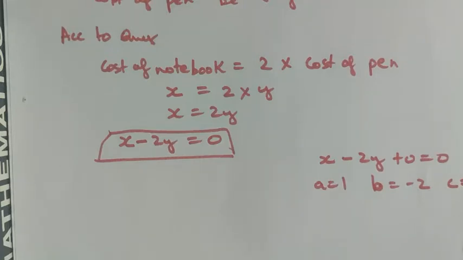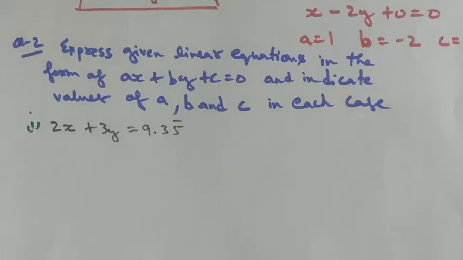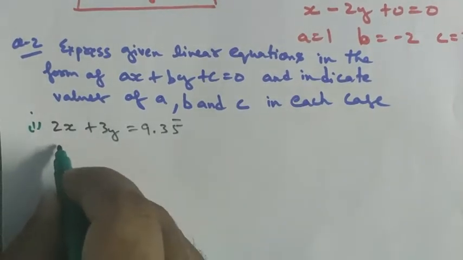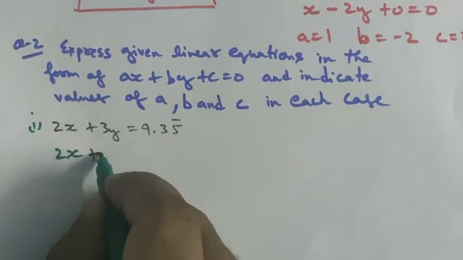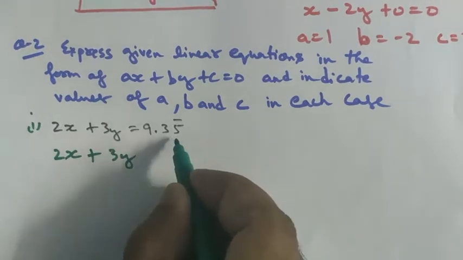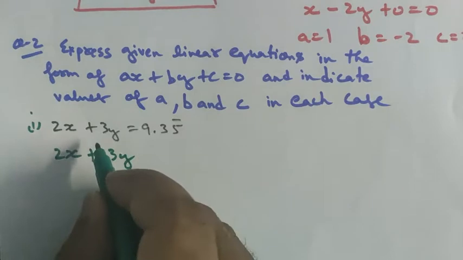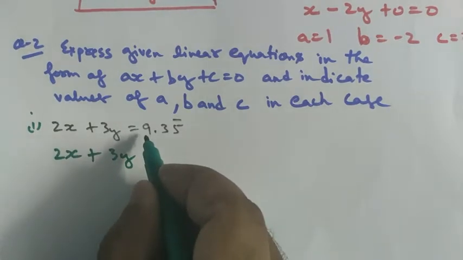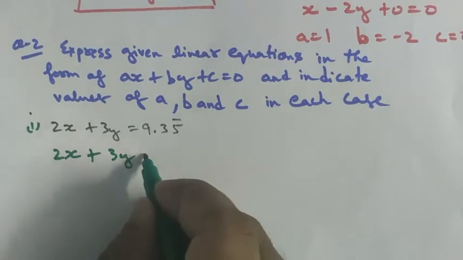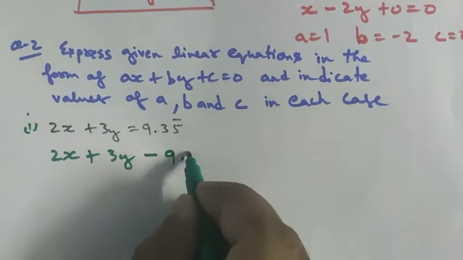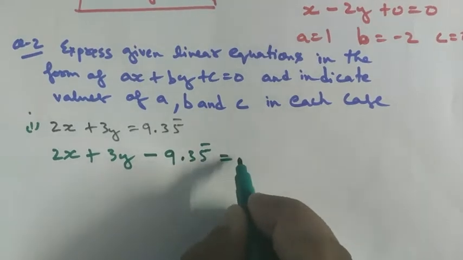Now we will move to the next question, question number 2. In question number 2 we have to express the given linear equation in the general form, that is ax plus by plus c equals 0, and then we have to indicate the values of a, b and c. So 2x plus 3y can be written as 2x plus 3y equals 9.35 bar. This will be taken to the left hand side. Since it is positive on the right hand side, on taking it to the left hand side it will become negative, that is minus 9.35 bar equals 0.